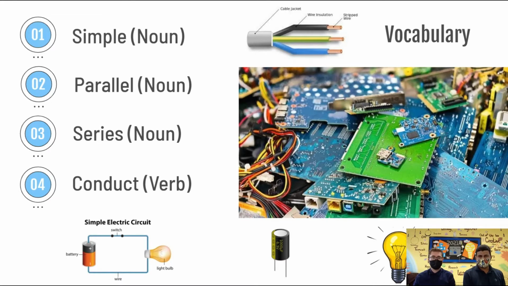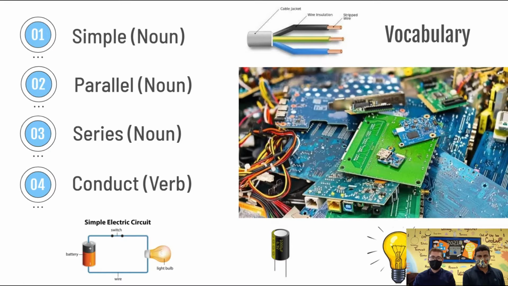And the second word is parallel. Parallel lines are lines which are aligned with each other and they don't meet. So the railroad tracks are parallel. Now from here, it means in electrical circuits, when two bulbs are next to each other, connected to the battery directly, but are not on the same line, then that is a parallel circuit.